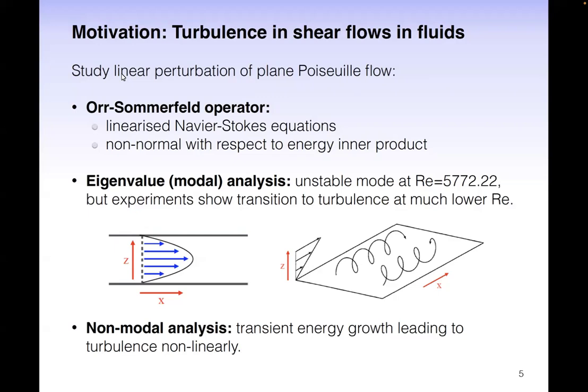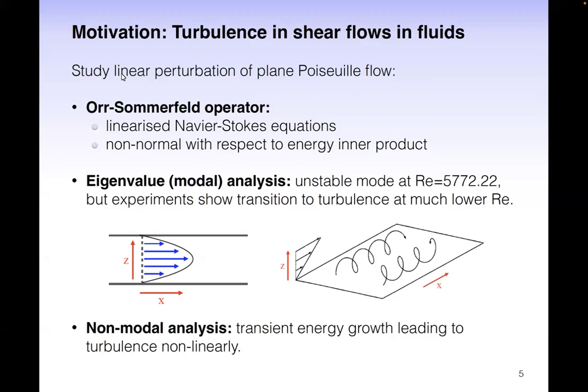Now, this is what the eigenvalue analysis said. And experimentalists tried to test this in the lab. And what they found was that actually the transition from laminar to turbulent starts much earlier, so from a much lower Reynolds number than the value you see there. And this had the community puzzled for quite a while, until Trefethen and his collaborators came up with the so-called non-modal analysis, and I'll tell you more about that in a minute.